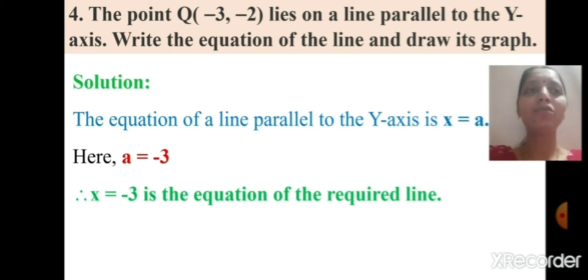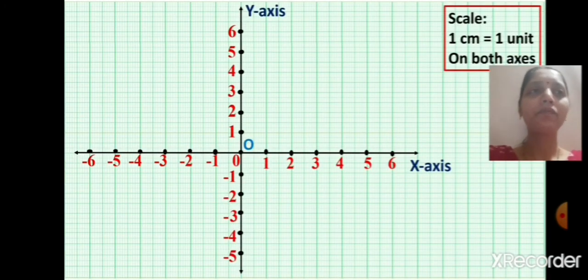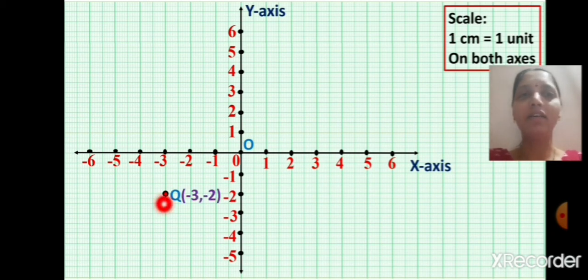Now let's try to draw the graph. We have to plot the point having coordinates minus 3 and minus 2. The x coordinate is negative, and the y coordinate is also negative, so that point will lie in the third quadrant. So let's find out where that point will lie. Yes, here, point Q with the coordinates minus 3 and minus 2.